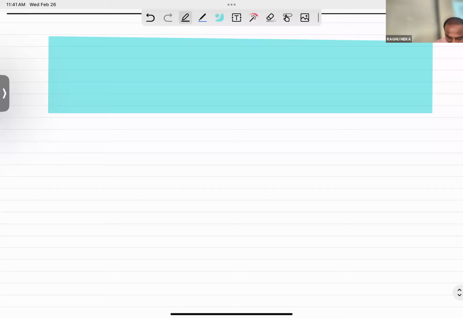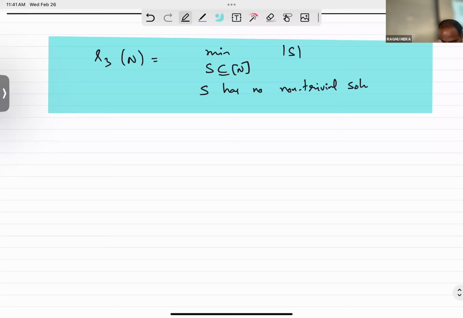If you think of what we asked, we said R3 of n was the min size of S subset of [n] such that S has no non-trivial solutions to a plus b equals c. Non-trivial means distinct. Now we are doing a plus b equals c, so you're looking at addition. So why only look at the integers?